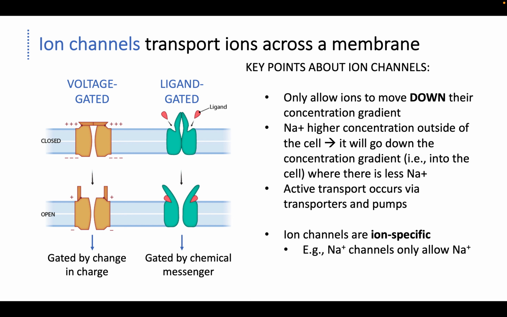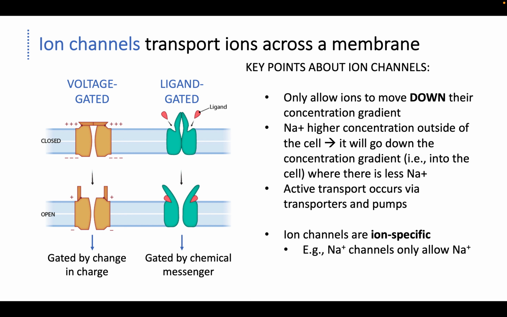Another thing is that these channels, in order to allow an ion to move, have to be specific to that ion, right? So sodium only moves through sodium channels. Potassium only moves through potassium channels. Calcium only moves through calcium channels, and so on, okay? So we're moving from high concentration to low concentration, and they both are ion specific.